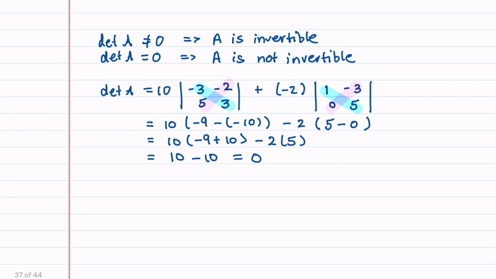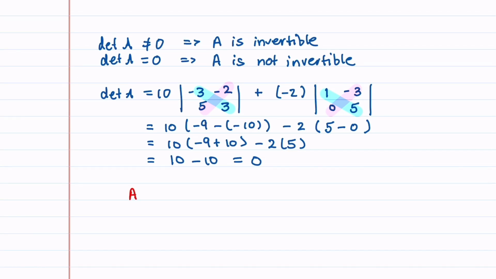So our determinant is equal to 0, and because of that, we can conclude that our matrix A is not invertible.